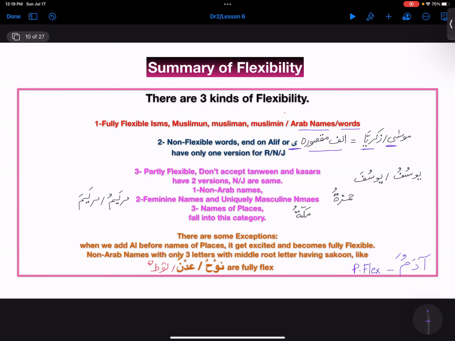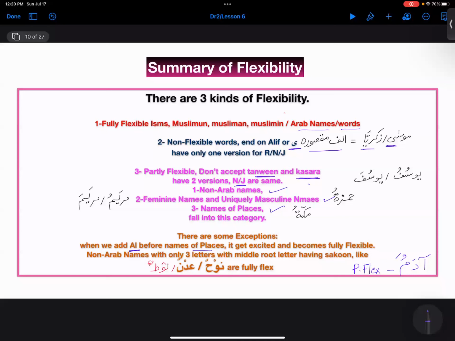Then comes partly flexible. Partly flexible words do not accept the noon, do not accept kasra. They have two versions; nasab and jar are the same. And what comes in this category? Non-Arab names, feminine names, uniquely masculine names like Hamza, and names of places like Makkah all fall into this category. And there are some exceptions. What are the exceptions? If we add al to the names of places, they become fully flexible. Non-Arab names, if they are three root letters and the middle one has sukun, are fully flexible. The examples are Nuhun, Adnun, Lutun.